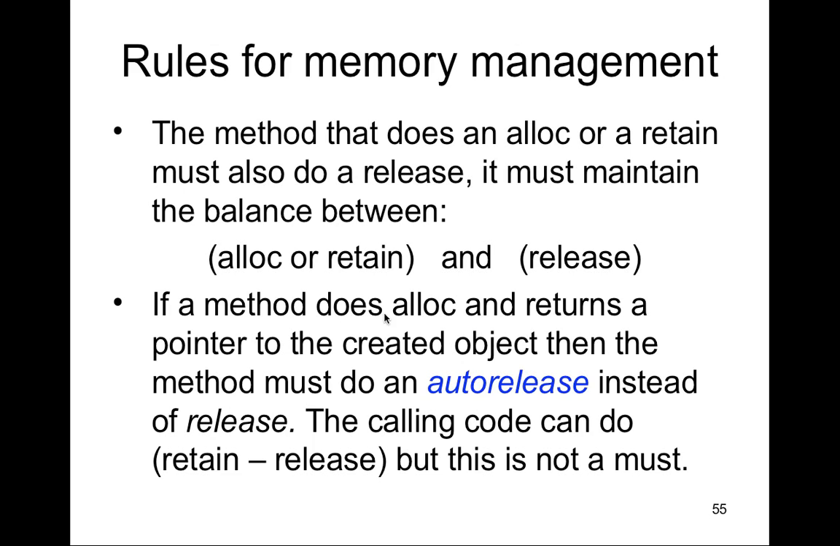If a method does an alloc and then returns a pointer to the created object, then the method must do an auto-release. So if a method does an alloc and then returns a pointer to the created object, isn't that what we just did? Hello World pointer P, reference variable P equals Hello World alloc. So that's a case in which we need to do an auto-release. So then the method must do an auto-release instead of a release. The calling code can do a retain and release, but this is not a must. You can do a retain on it and then a release, but this is the auto-release.